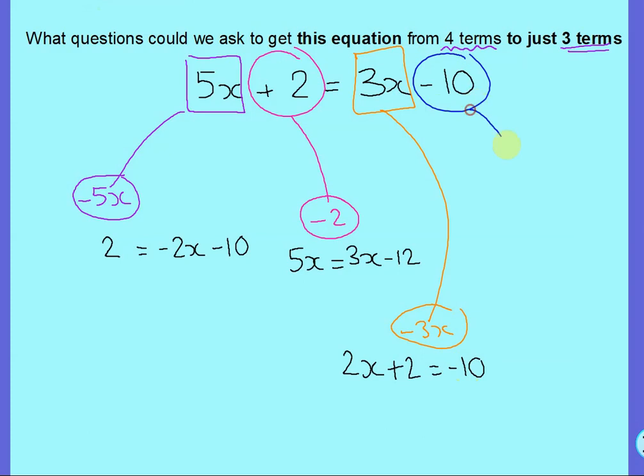Okay, final one. You could have added 10. So you can see I've changed the sign now. And that's because the other three are positive, so to remove them, I have to subtract. This is a negative term, so to remove it, I have to add 10. And what would we have here? We'd have 5x, the x's wouldn't change, plus 12, and that would be equal to 3x. So there are four different approaches.